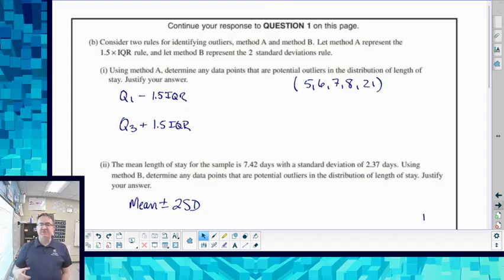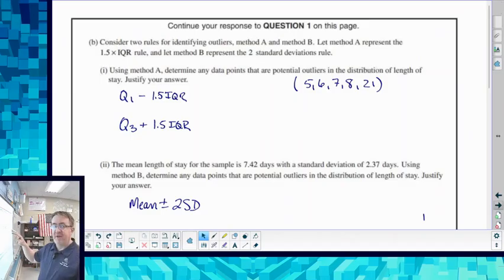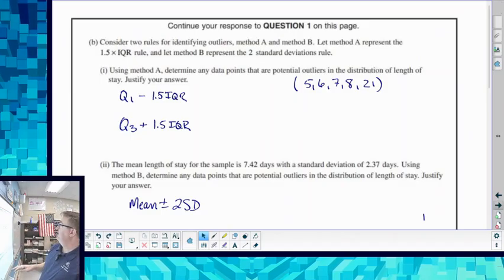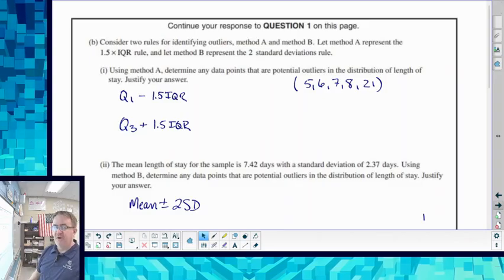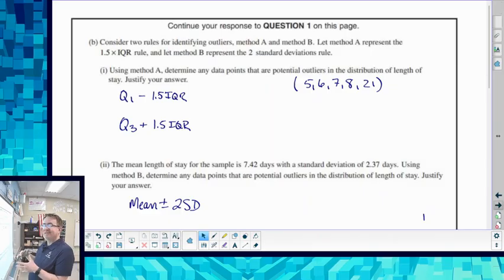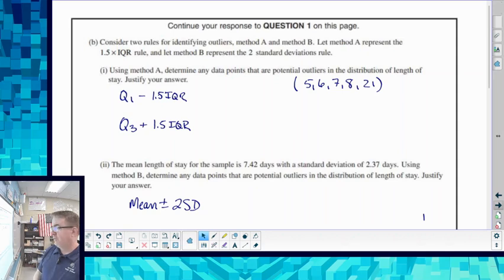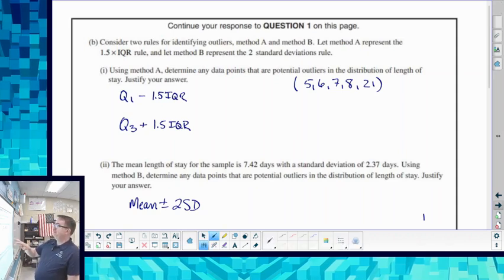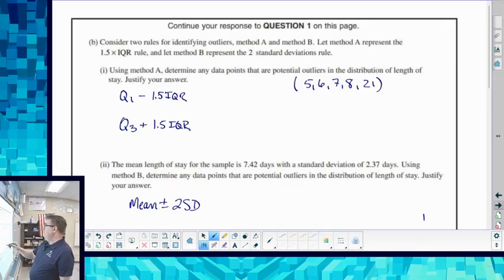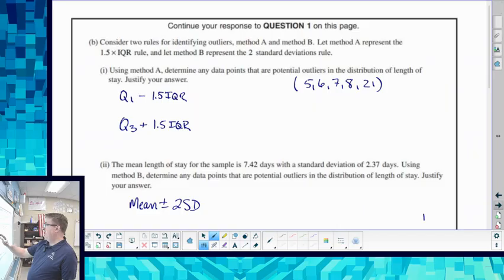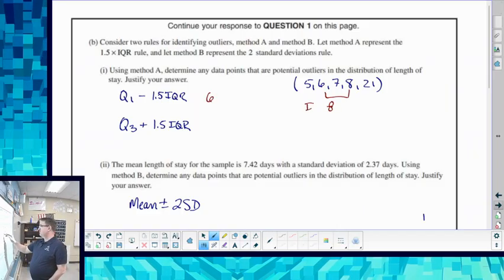On the back side, they ask you some questions about, in this case, outliers. They give you 2 different methods, method A and method B. Method A is the 1.5 times the IQR. So that's going to go out, as I indicated here, 1.5 interquartile range less than the quartile 1, and then 1.5 bigger than quartile 3. So for those, we have to determine any data points that are potential outliers. You can do this a couple of different ways. So in this case here, I'm going to take 6. My interquartile range is 2.